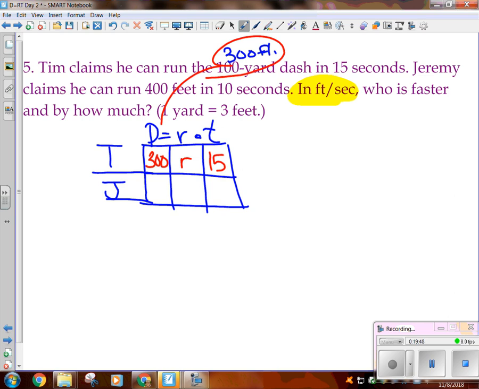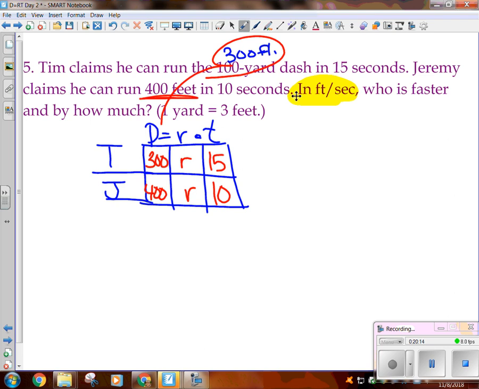Jeremy claims he can run 400 feet. Do I need to change that number? No. This time I want feet and seconds. That's already in feet, so I don't need to change it. That one's going to go in as 400. 10 seconds. Well, I need feet and seconds. I have feet and seconds, so I don't have to change anything. So I do have a little bigger numbers this time. I don't have a fraction. We should be able to work it.